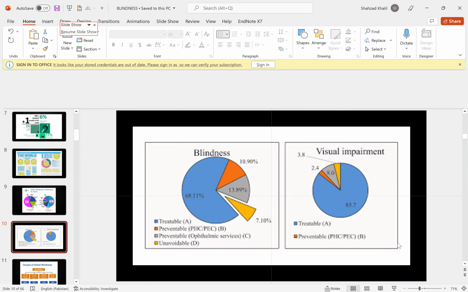We talk about blindness and visual impairment. In blindness, you can see 68.11% are treatable, 10.90% are preventable, and the gray area, 13.89%, is preventable with some ophthalmic services. And this 7.10% is unavoidable. Whereas as we talk about visual impairment, 85.7% is treatable, and only this yellow chunk, which is 3.8%, is not treatable, unavoidable.